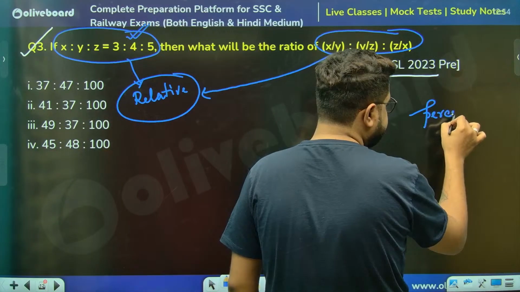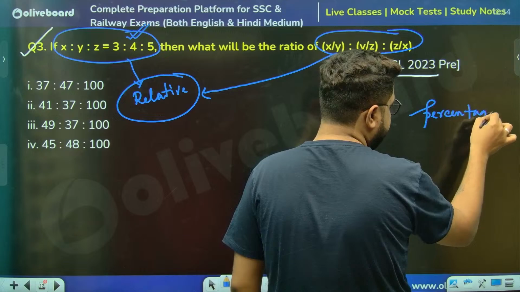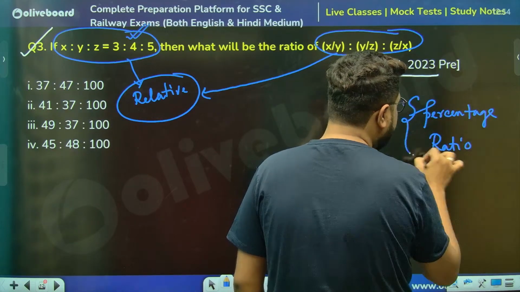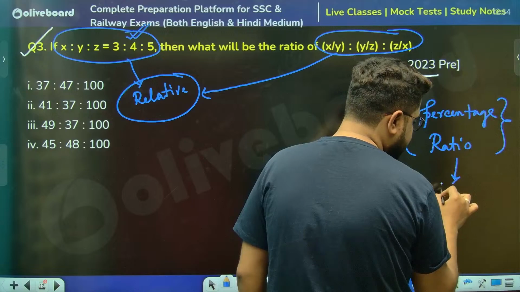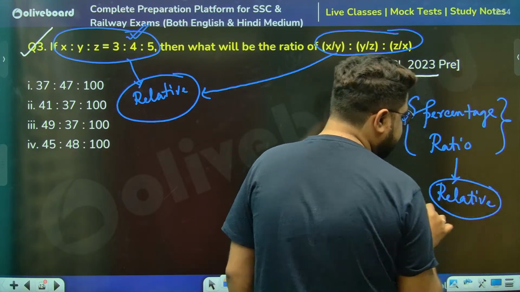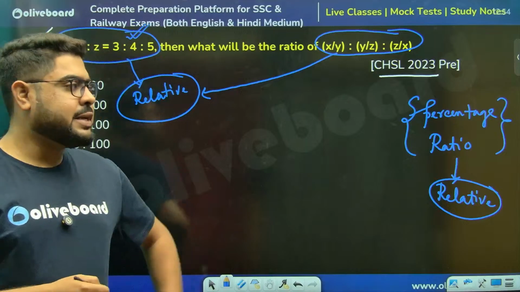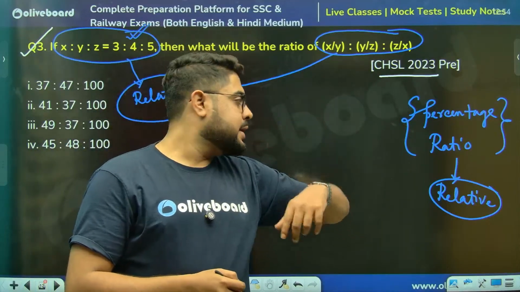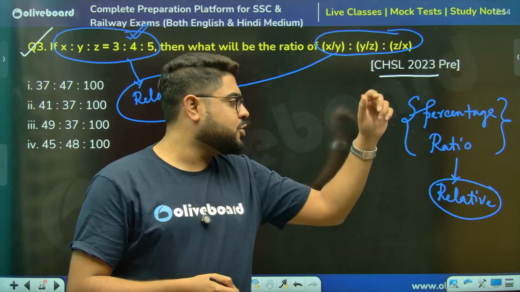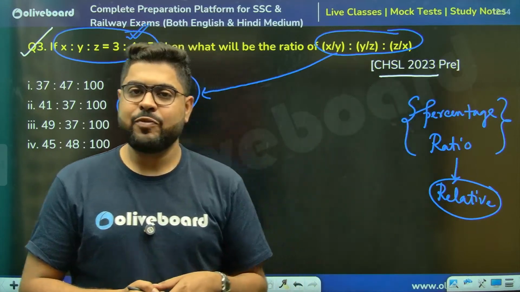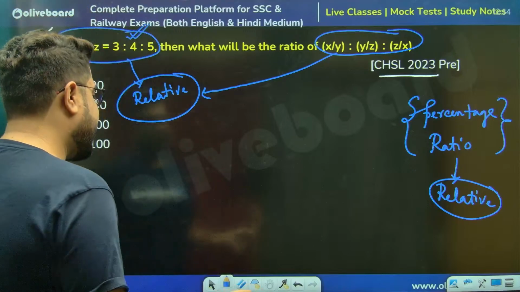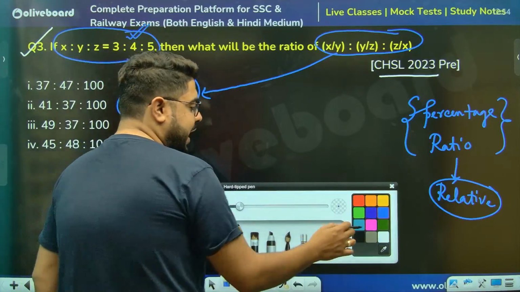percentage and ratio, both are relative terms. So if something of this is given and something of the other is asked: percentage given, percentage they are asking. They have given you ratio, they are asking ratio. Or they have given you percentage, asking ratio. Given you ratio, asking percentage. All are relative given, relative asking, meaning you can assume anything.